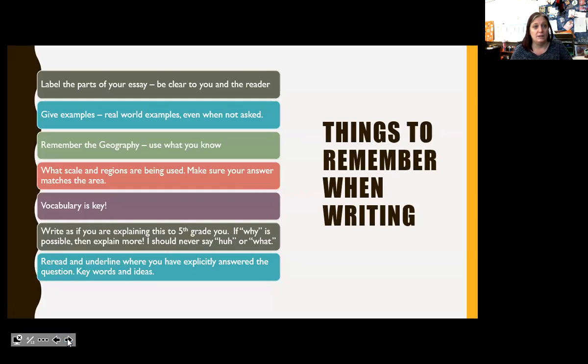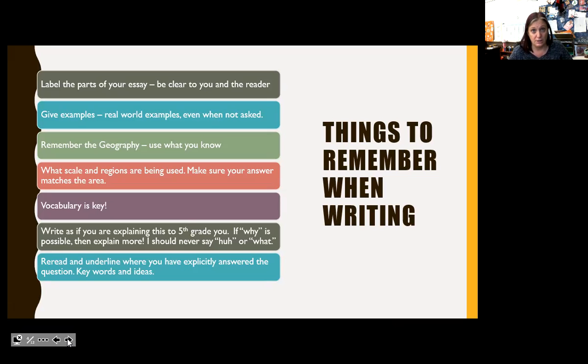Okay. Things to remember when you're writing. Label the parts of your essay. If it says question 1, parts A, B, C, D, then you need to make sure you answer 1A, B, C, and D, and that your parts are clearly labeled. Whenever possible, give examples, even when not asked for them. One extra sentence of an example is not going to hurt you, and if anything, it can show additional clarifiers and that you really do know what you're talking about.